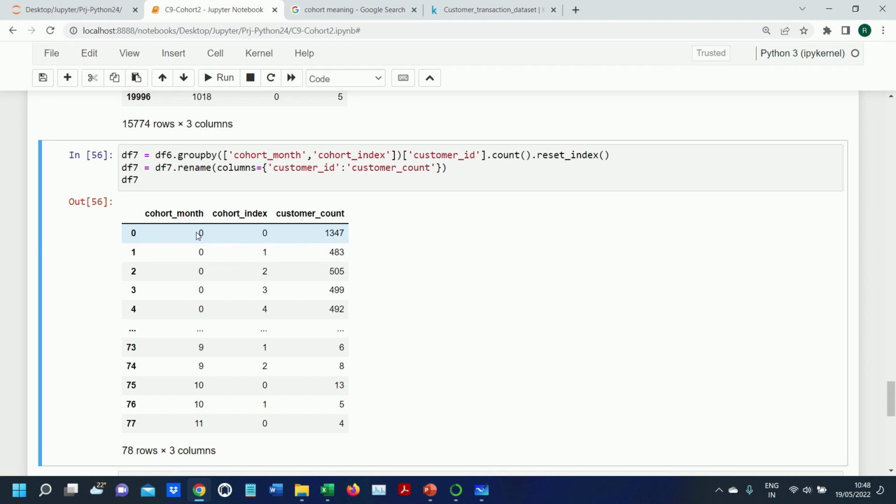If you want to know how many people joined in a particular month, you just have to group by only this, and we'll get the customer count.